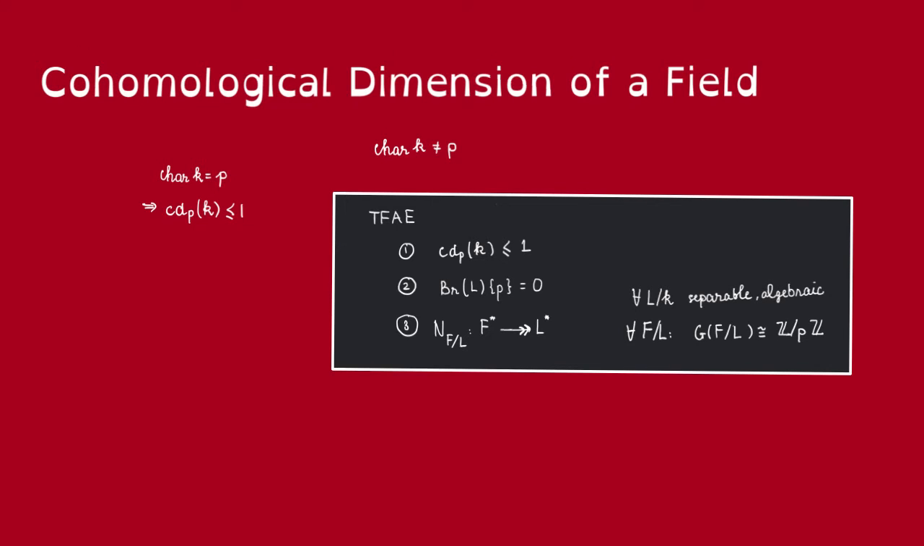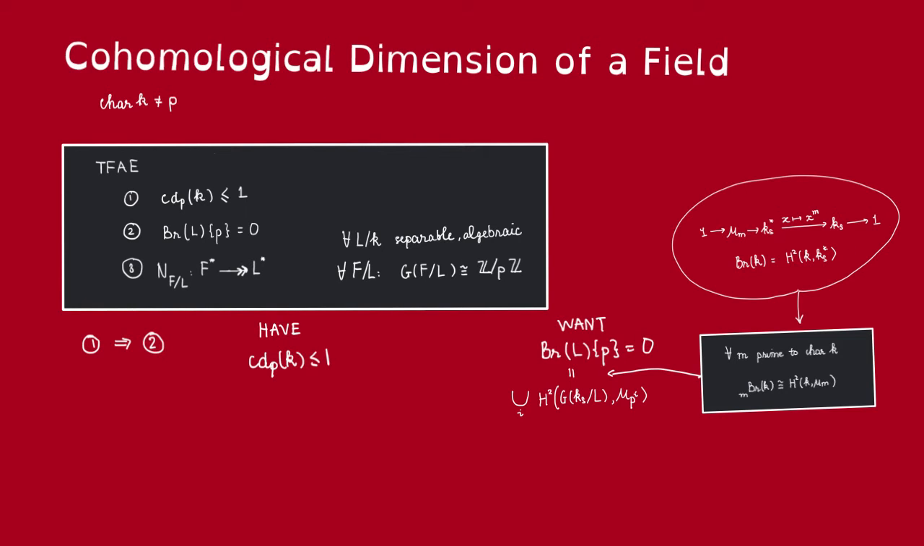So what can it tell us about the field K? Well, if the characteristic of K is not equal to p, then this tells us quite a few things. It tells us about the Brauer group and the relative norm groups of extensions of K. However, if the characteristic of K is equal to p, then this doesn't tell us really anything, because all fields K with characteristic p have pth cohomological dimension less than or equal to 1. We'll prove this in the next videos.